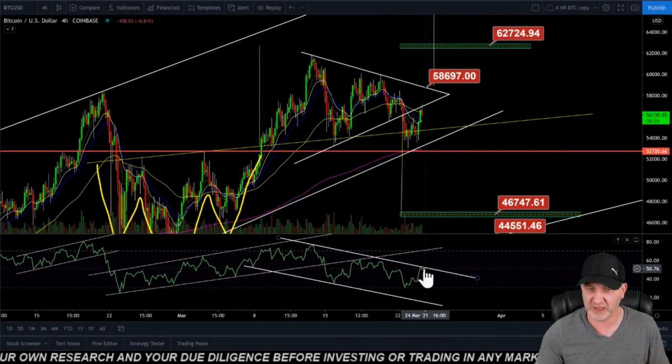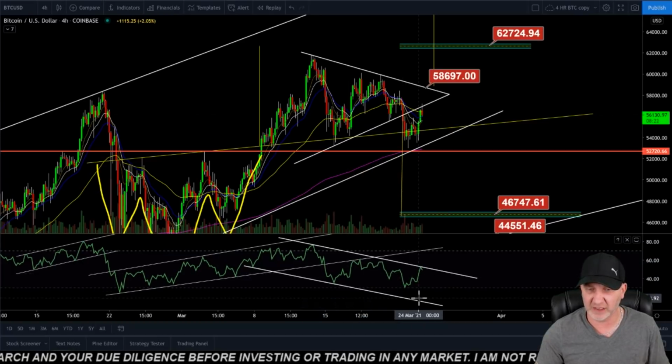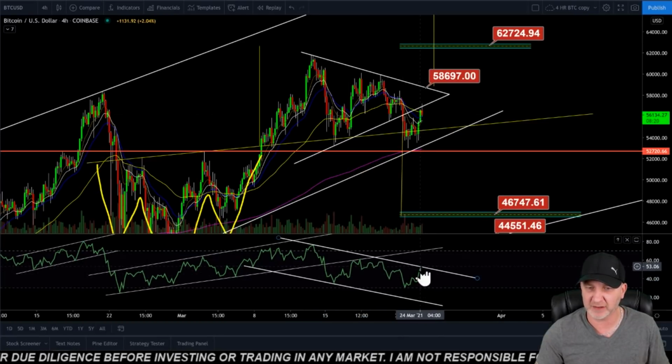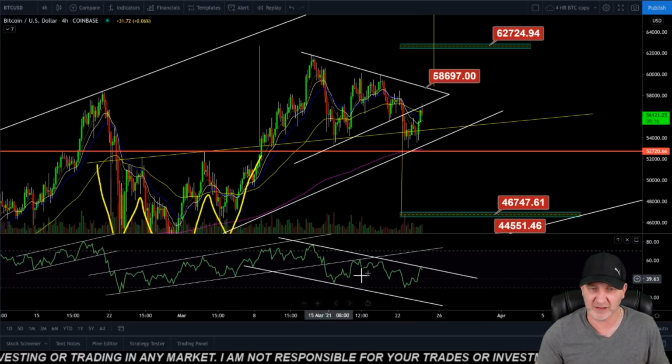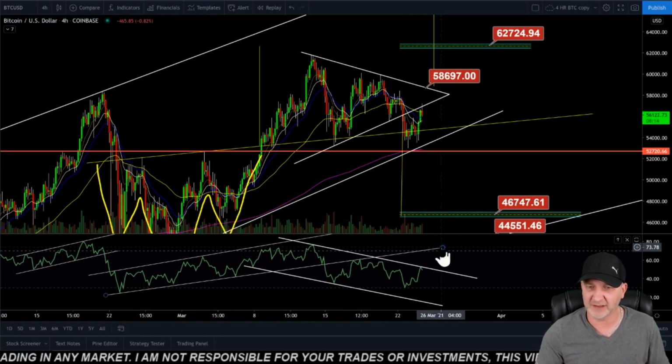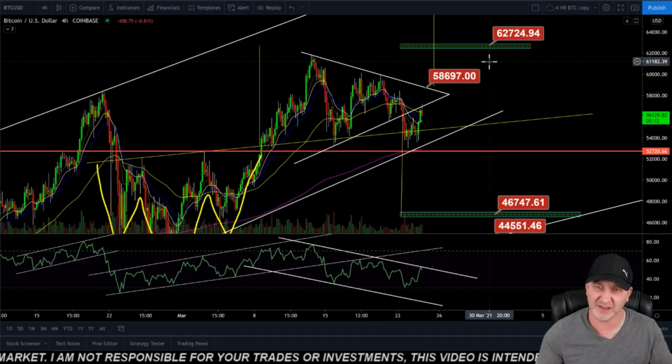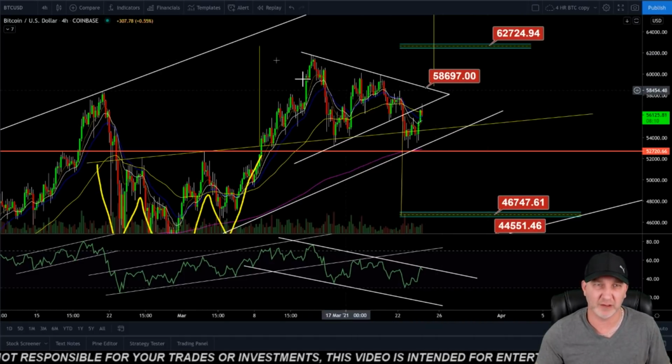As you can see, we're getting rejection on this falling channel in the RSI. But if we do close a 4 hour above this, then we most likely are going to continue up to retest this trend line here, which would get us to that $62,000 to $64,000 range.